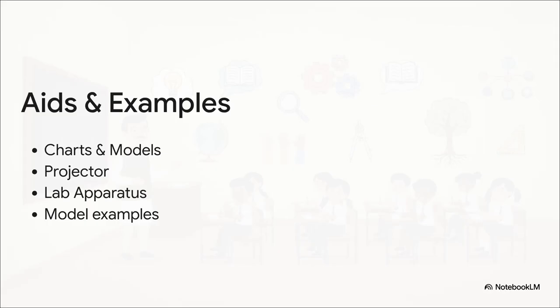To really paint a picture of this active, visually rich classroom, you'll need tangible tools. Think charts, physical models, a projector, laboratory apparatus. You might use these to explain the evaporation of water, show a physical model of the parts of a plant, or even demonstrate map reading. This is where you put your students' observation skills to the ultimate test.